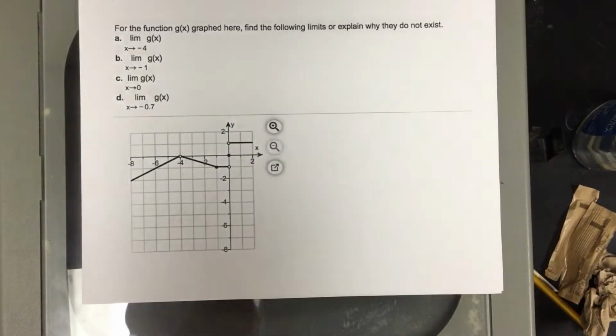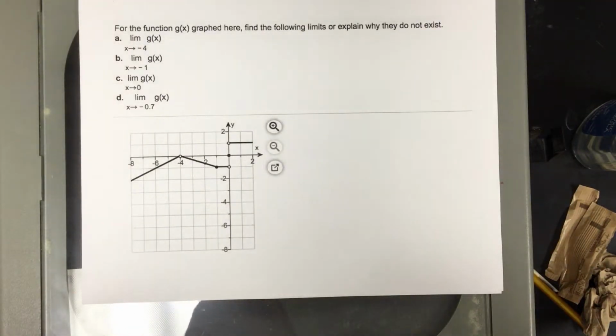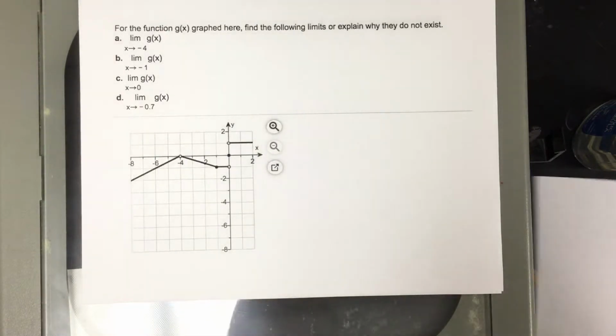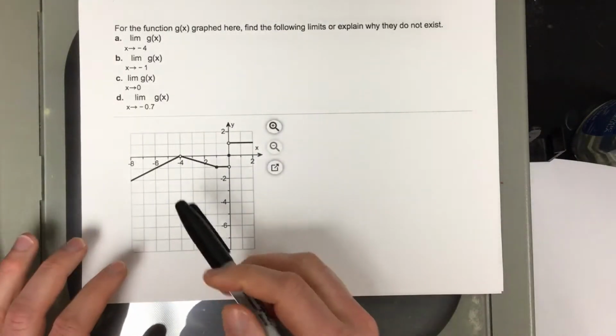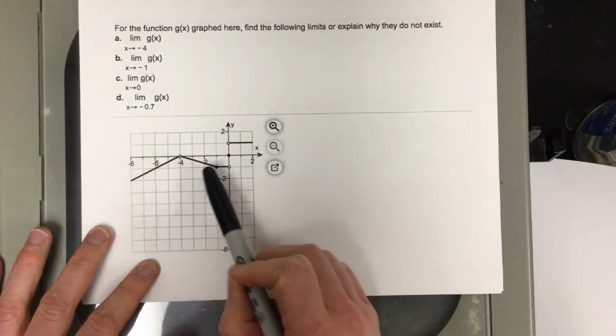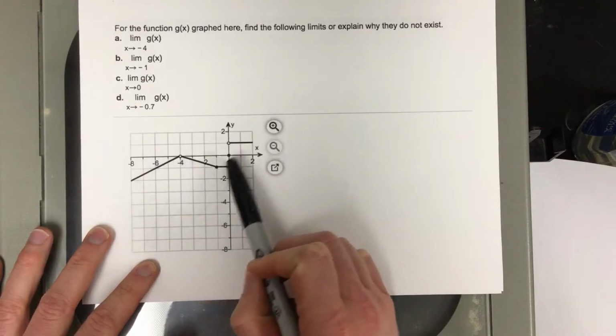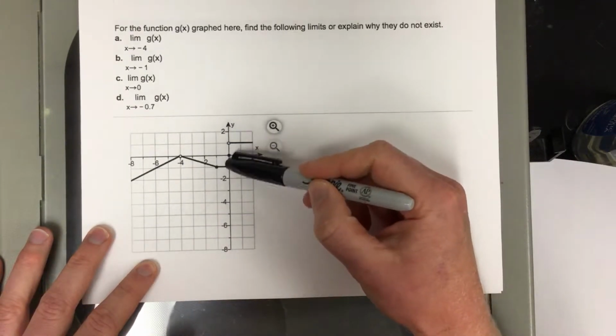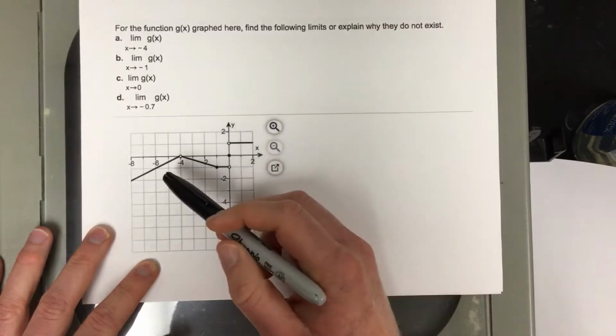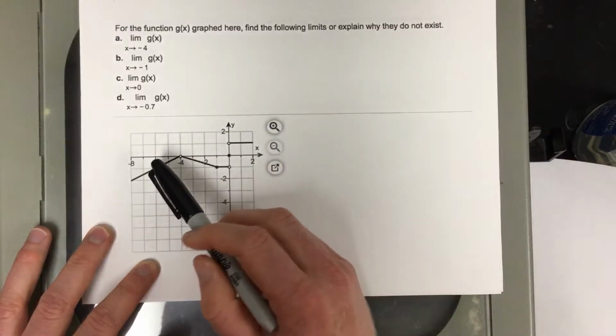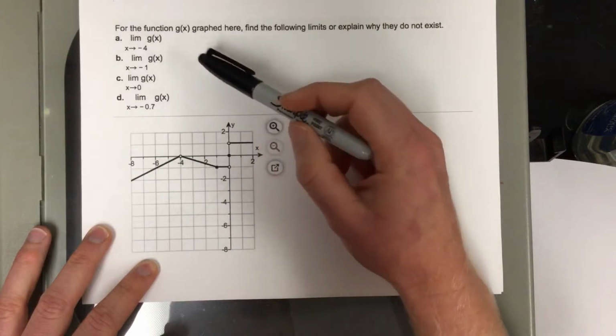Hey everyone, here's an example from section 2.2. This is just one of the standard beginning examples where we have a graph and they're going to ask us to find the limits as x approaches different numbers. As you can see here, we've got a graph. This is definitely a piecewise function just because you can see the jump discontinuity here.